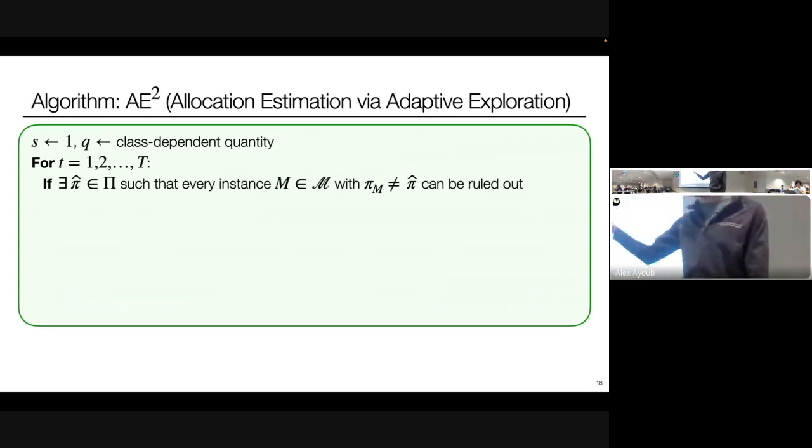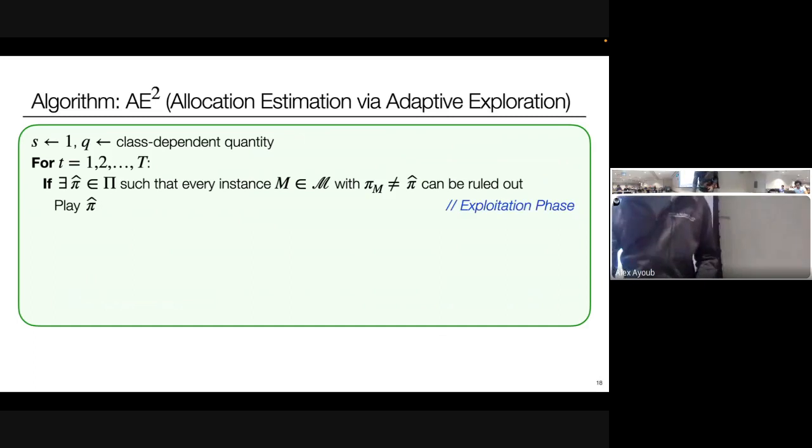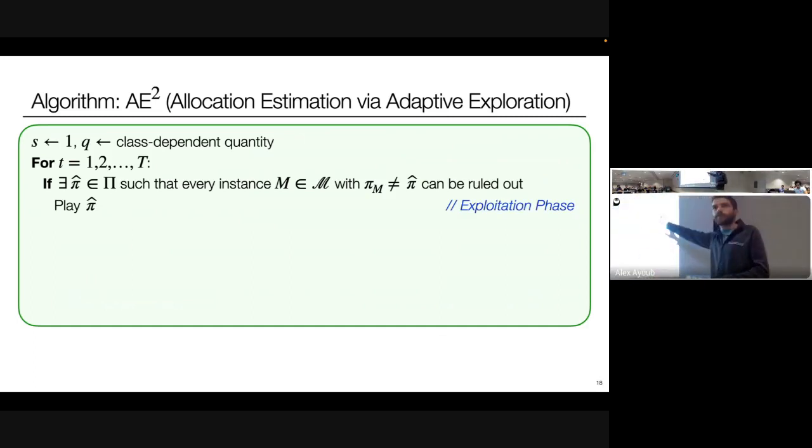It's going to first do something like a test to see if it can exploit. It looks for some decision pi hat such that it can guarantee pi hat is optimal with probability 1 over t. If it can, it just plays pi hat. This is the exploitation phase. I've collected enough data that I can show my decision pi hat is optimal, so I'm just going to play it. There's no reason not to play it in that case.